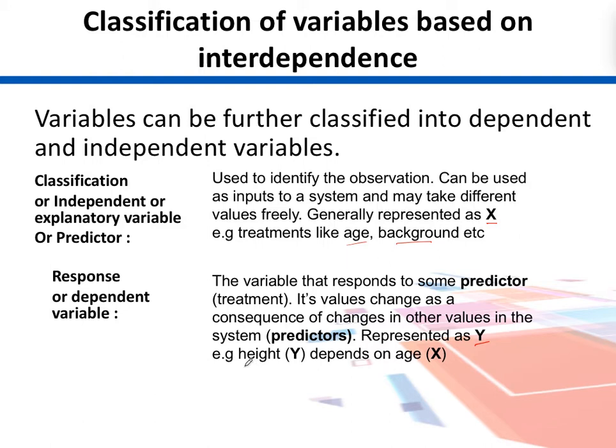So here for example we discuss height as depending upon age. Height is represented by y, and the independent variable age is x, it can take any values, but as x changes, since y depends on x, y also changes.